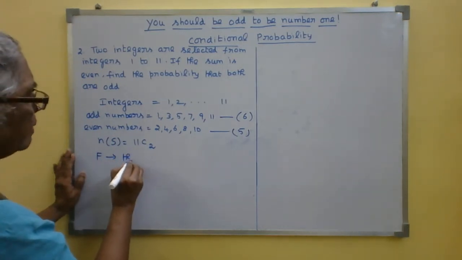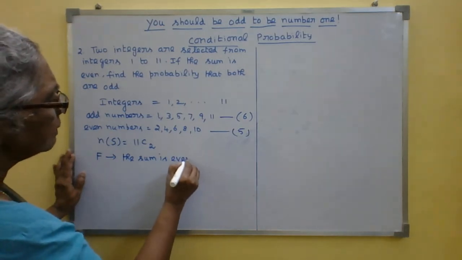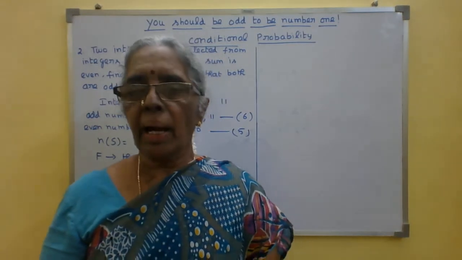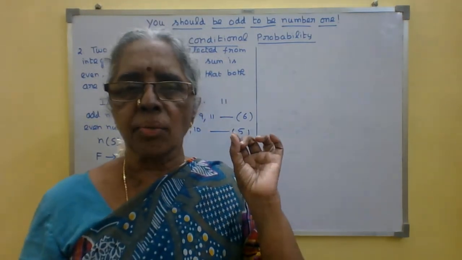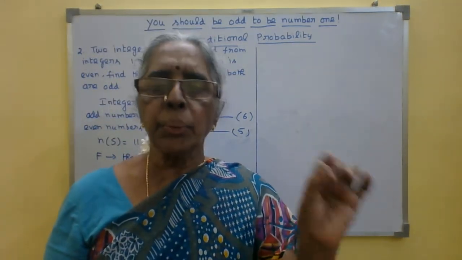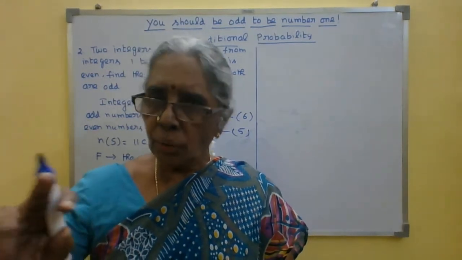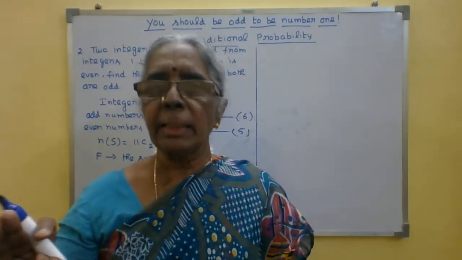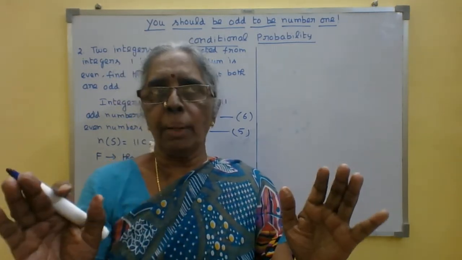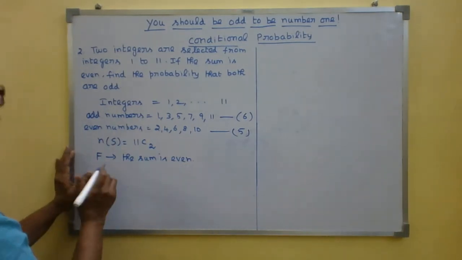The sum is even. That is, when I select 2 integers, the sum is even. All of you should know, whenever you add 2 odd integers, you will get an even number. Whenever you add 2 even integers, you will get an even number. But if you add 1 odd and 1 even, you will get only an odd number. So this is a normal concept which you should remember. Now my F is, the sum is even.